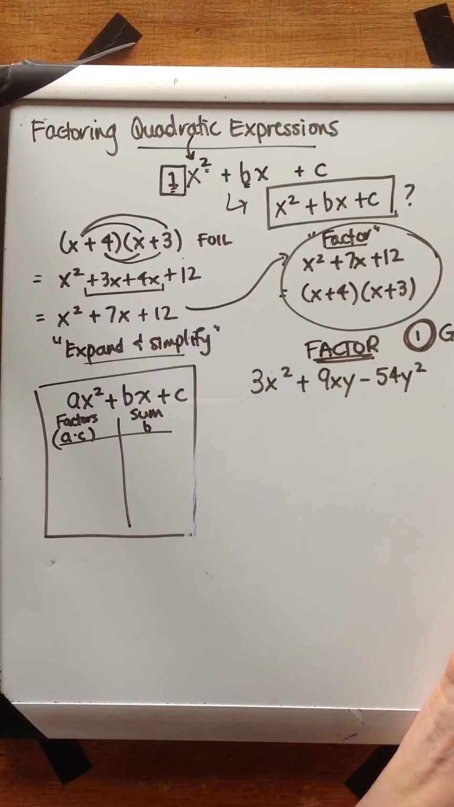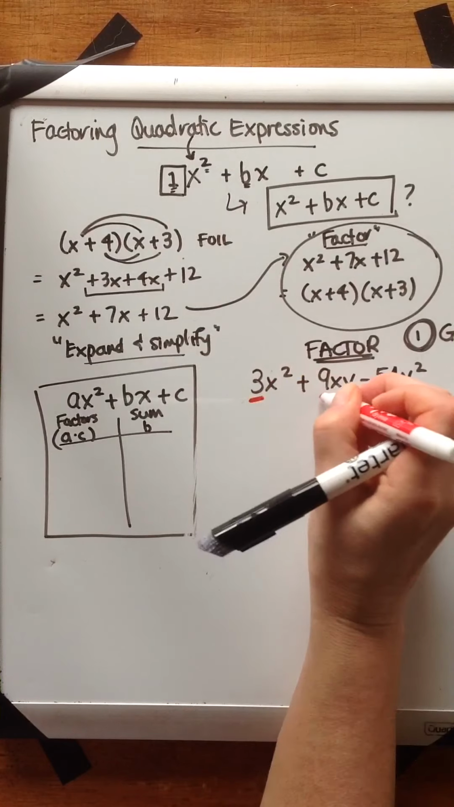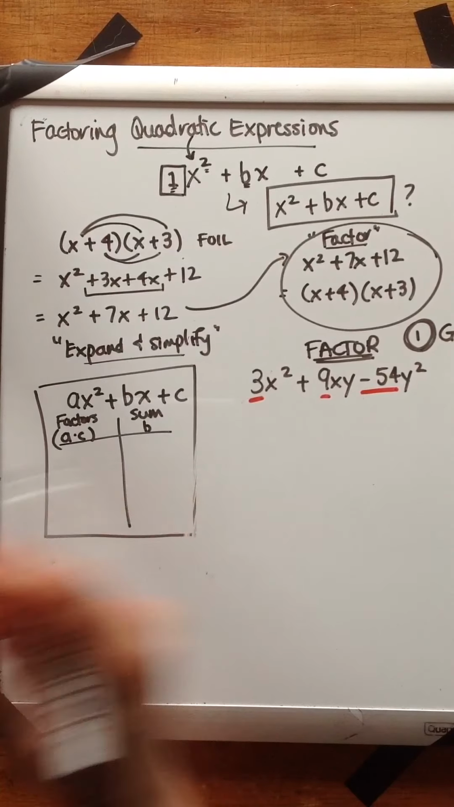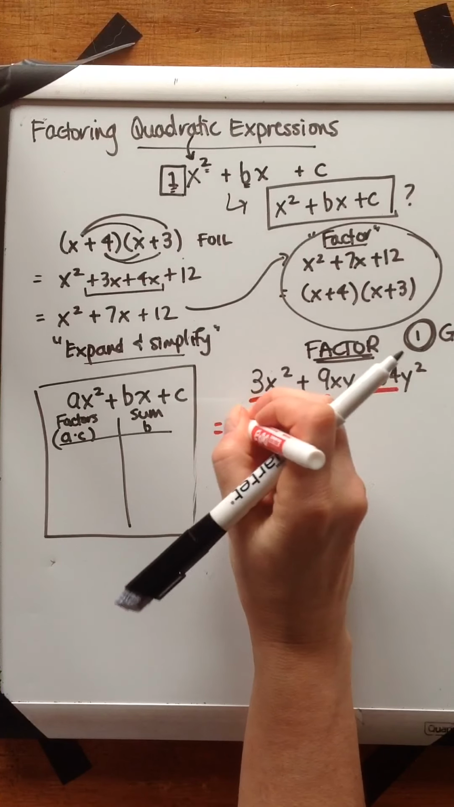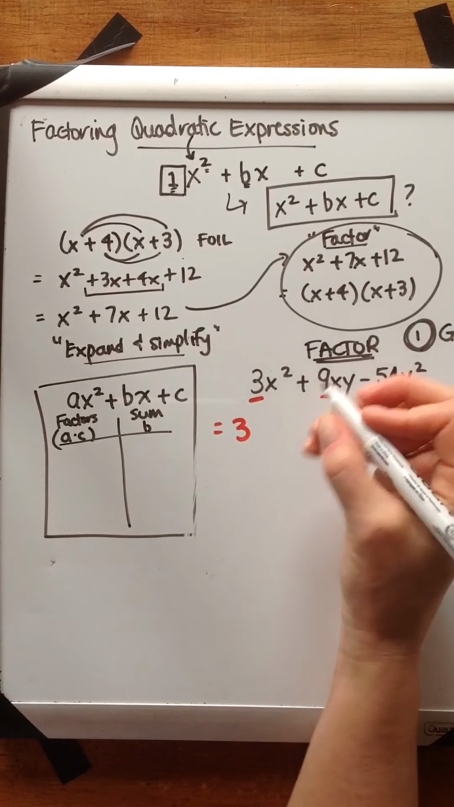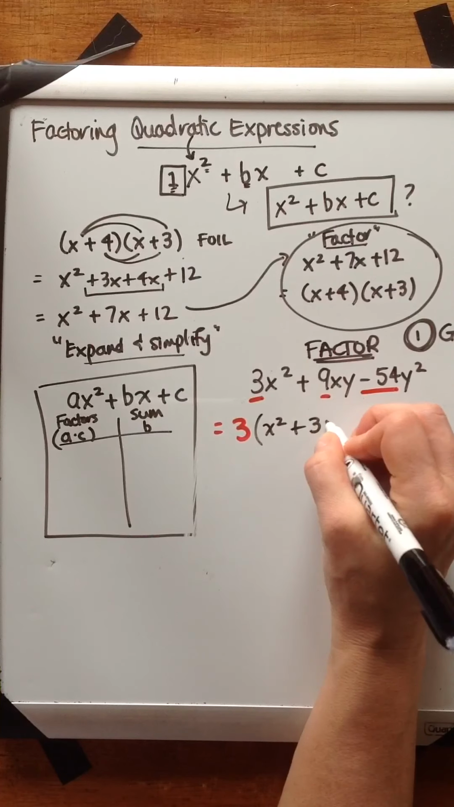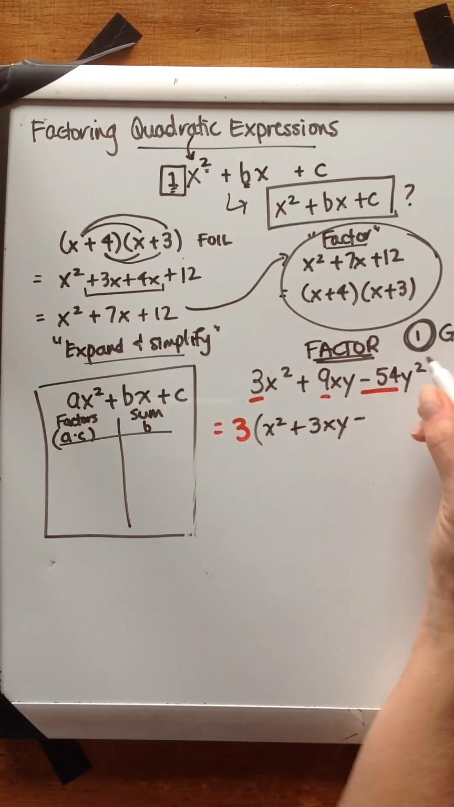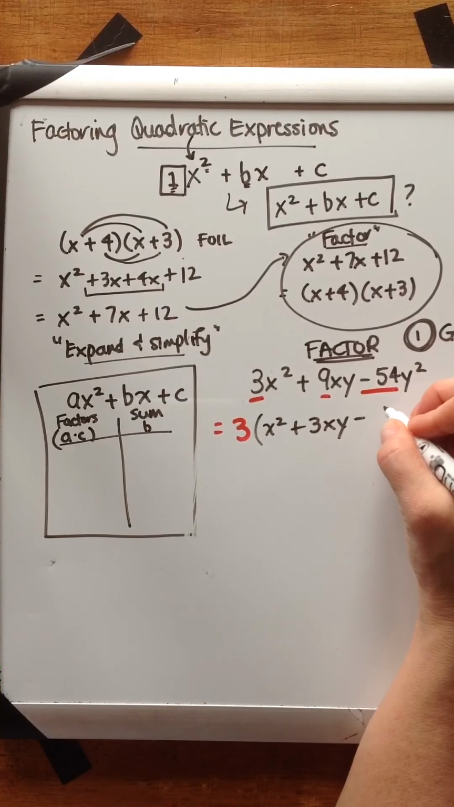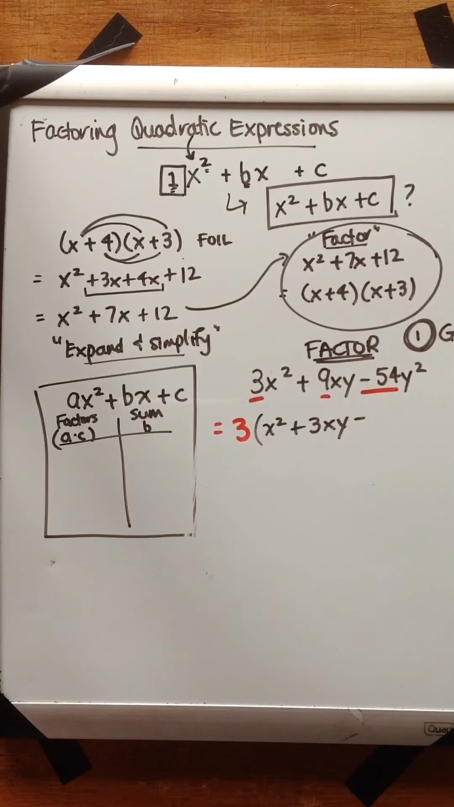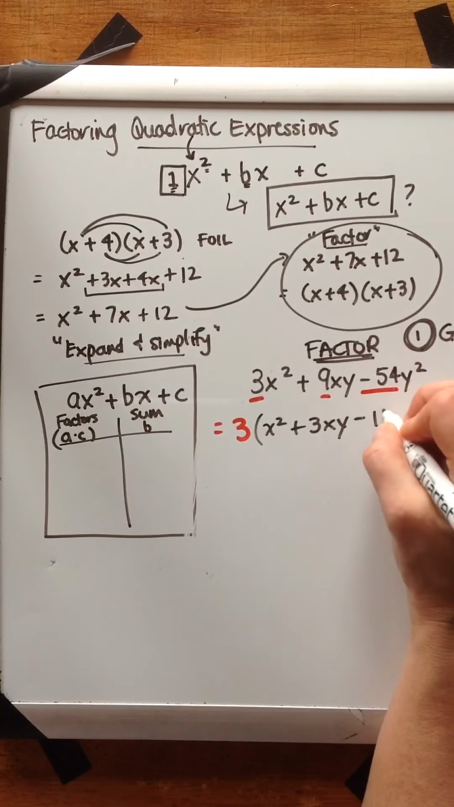Is there anything that they all have in common numerically and literally that can be taken out first? Well, when I look at the values that are in front of each of these terms, I notice that they are all multiples of 3. So I can take out a factor of 3. If I do that, I'm left with x squared plus 3xy minus, more early morning, having a hard time with the mental math. Let me try it again. Here we go, we get 18. That's better. Sorry about that.